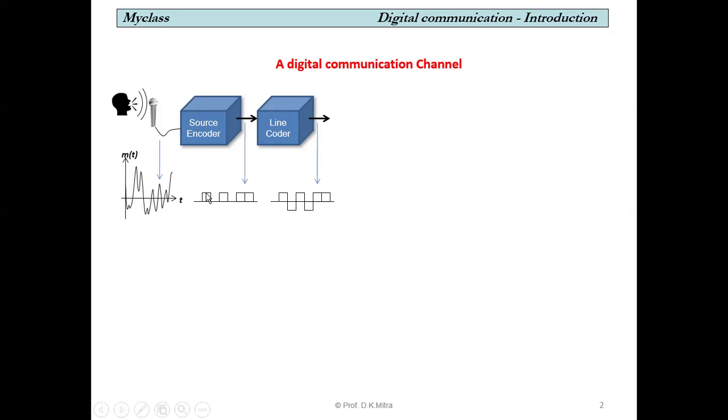Like I tell you, out of the source coder, this is 101. Here, 1 is a positive pulse, but 0 is a negative pulse, right? So this conversion is done for certain purposes which we shall see gradually.